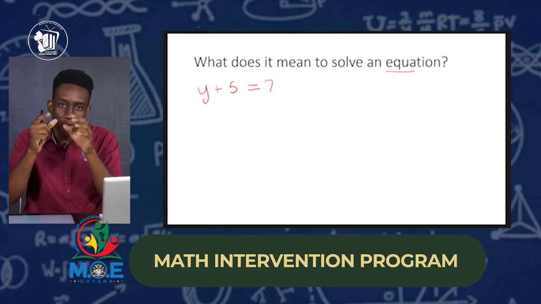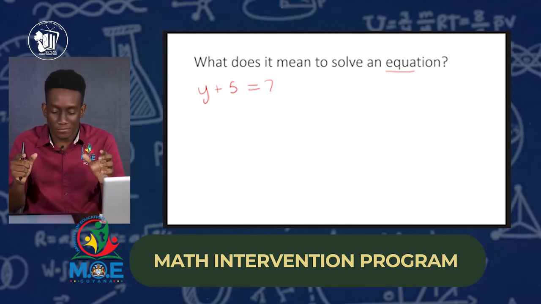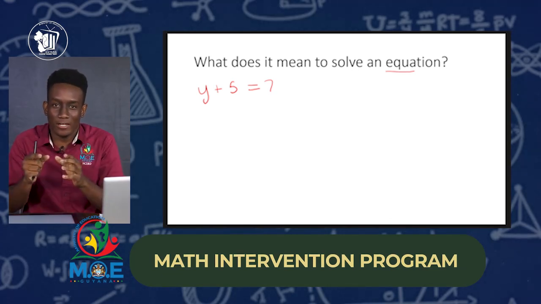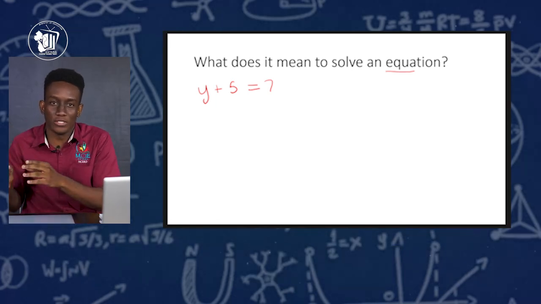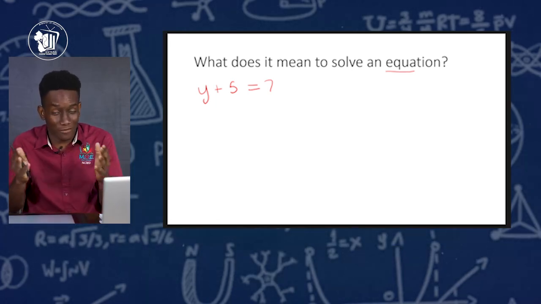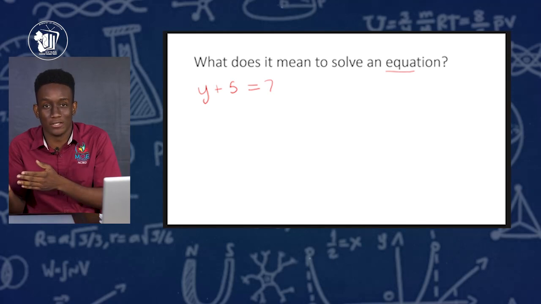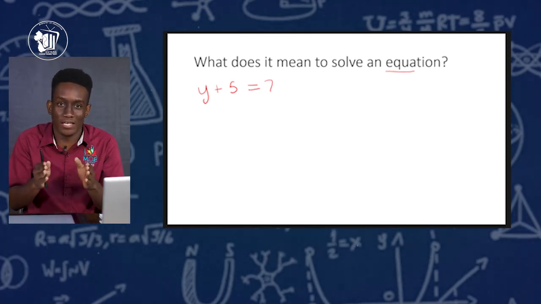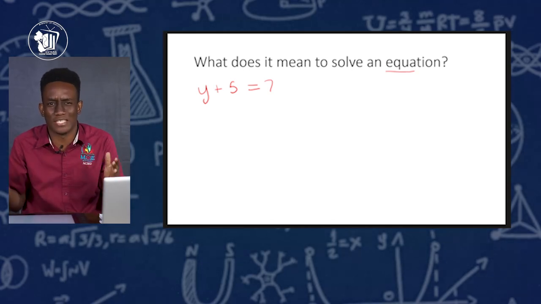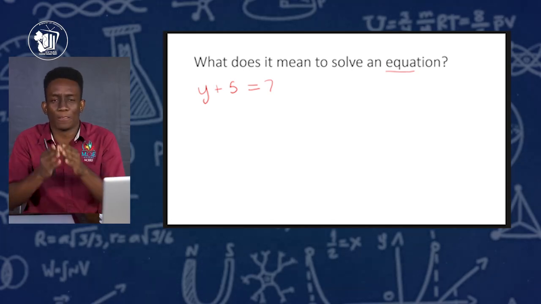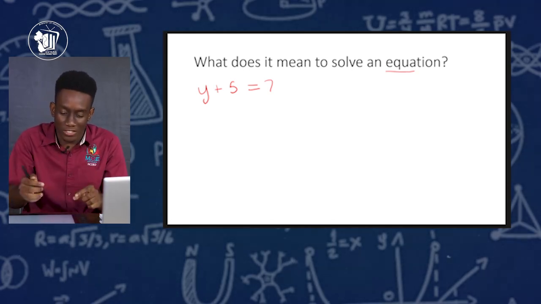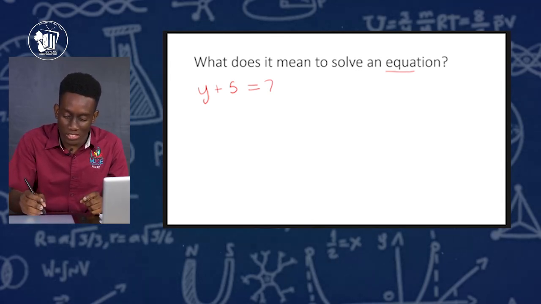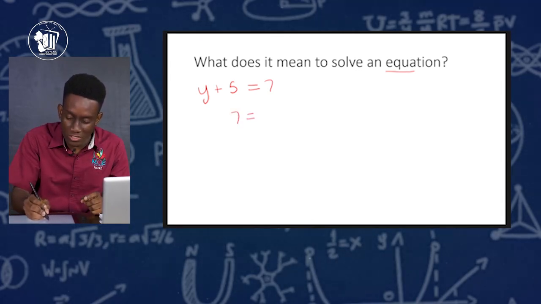And when we're talking about solving an equation, you're actually finding the value for the unknown in the equation. And the unknown is represented by a variable, also known as the letter. So you're trying to find the value that will satisfy this equation. And what do I mean by satisfy? By satisfy, I mean when you finish finding the value, this side should be equal to that side. So when you work this out, we should have 7 is equal to 7.